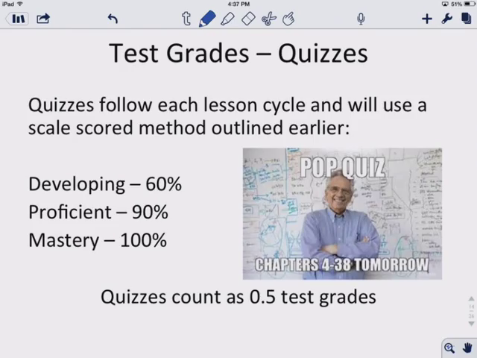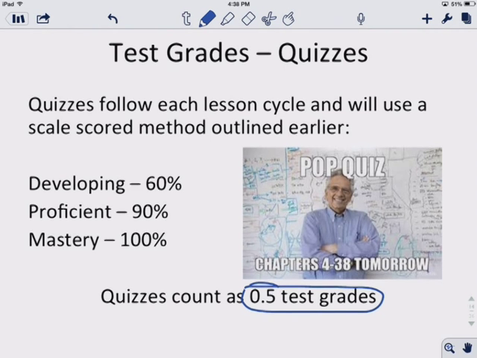Test grades and quizzes. So we're looking at major grades. Quizzes for each lesson cycle. We use the scale scored method outlined earlier: developing, proficient, and mastery. Each quiz will count half of a test grade. So it'll go in the test grade column, but it'll only be worth 50 points, or half of a normal test grade. It's scaled according to mastery is 100, proficient is 90, and developing is 60. And of course we can retake these if we don't get above a 70. We can always retake to get and average the grades.